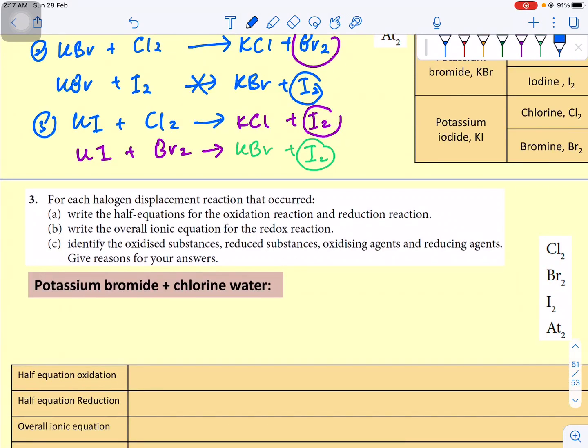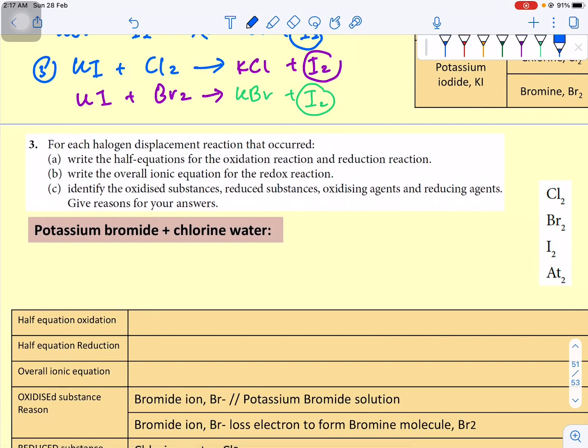Next, another example, potassium bromide and chlorine water. So potassium bromide is KBr plus with chlorine water. Check which one is more reactive. Br and Cl. Cl is more reactive. So bila dia more reactive, chlorine will displace bromine. So what happen? KCl plus Br2.